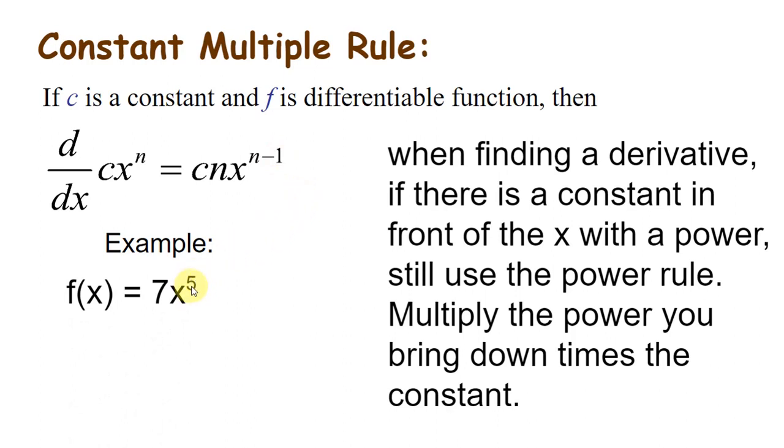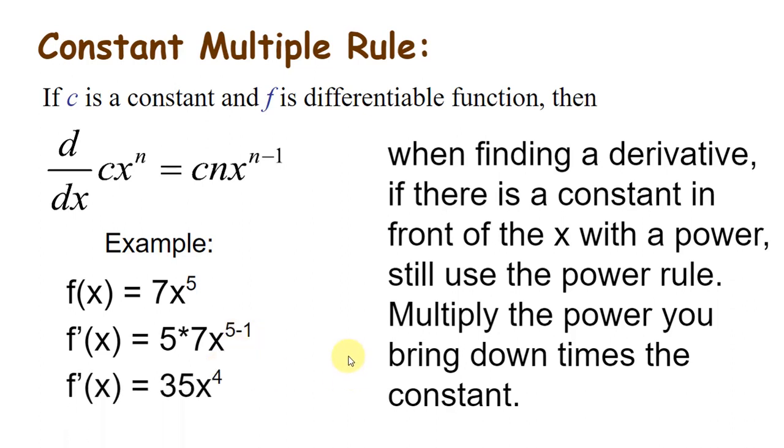So notice that there's a number in front of my x. If I want to find the derivative of this, I'm just going to bring the 5 in front, so it's going to become 5 times 7, or 7 times 5. And then I'm going to take 5 and subtract 1 from it. So my derivative is going to be 35x to the 4th.